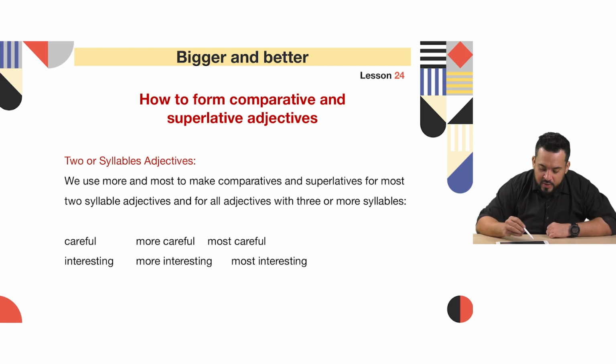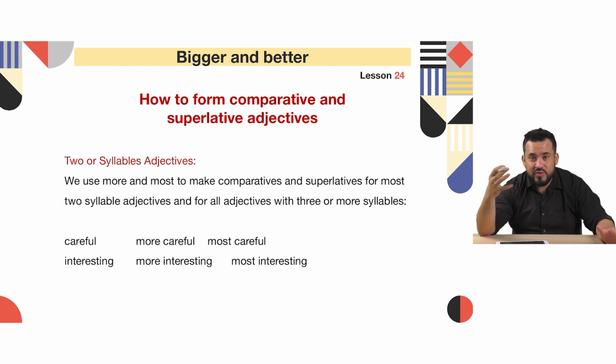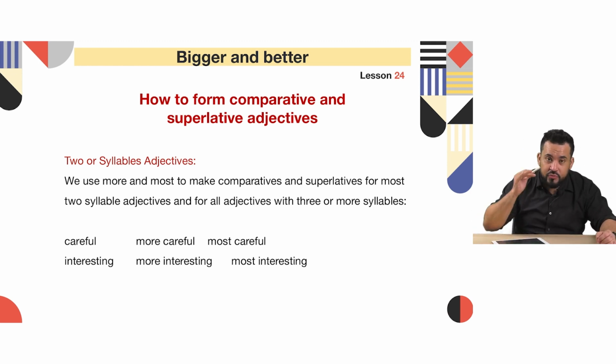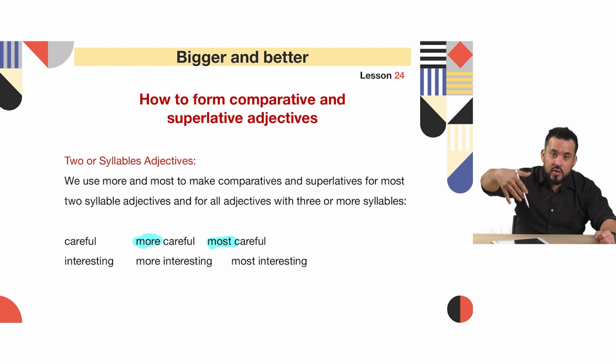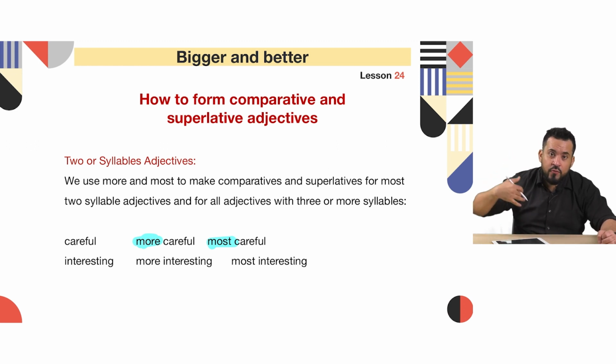Okay, if we have an adjective with two or more syllables, that's the whole reason we studied how to count syllables, then we don't normally add ER. We use more and most. For a comparative adjective, we use more. For superlative adjectives, we use most.